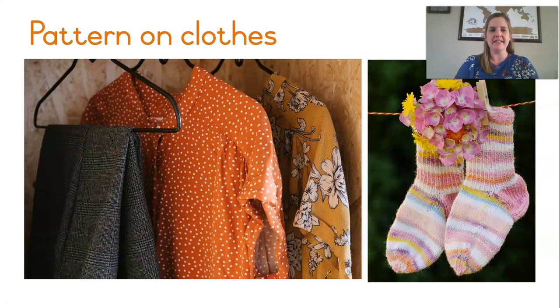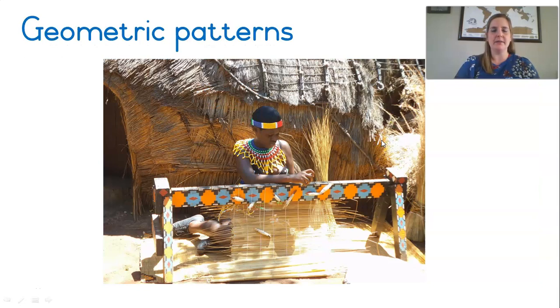Okay, so we've had patterns in nature, patterns on clothes, and now we get to geometric patterns. Look at this woman. She has beautiful beads on her head, and she's weaving on this stunning, stunning patterned piece of wood. Look at that. Can you see the pattern? It's sort of yellow, blue, yellow, blue, yellow, blue. And we call these geometric patterns, which is a fancy way of saying shape patterns.